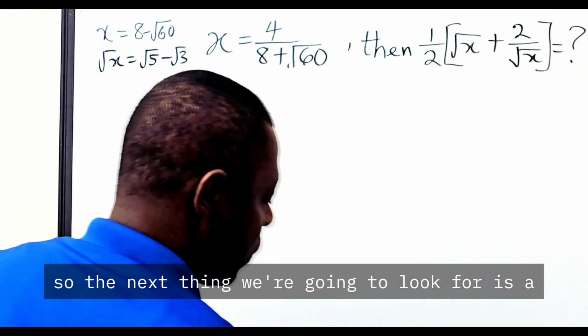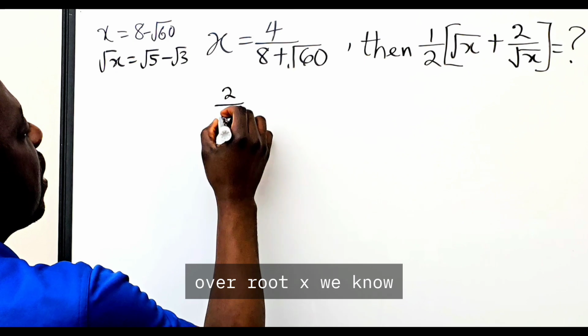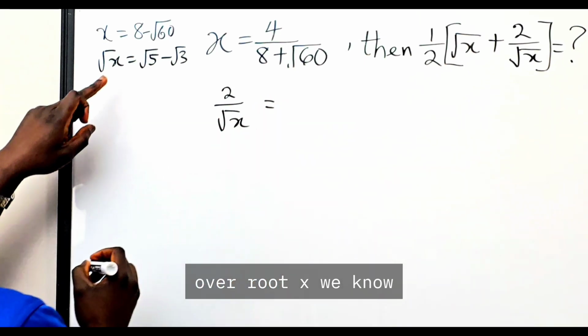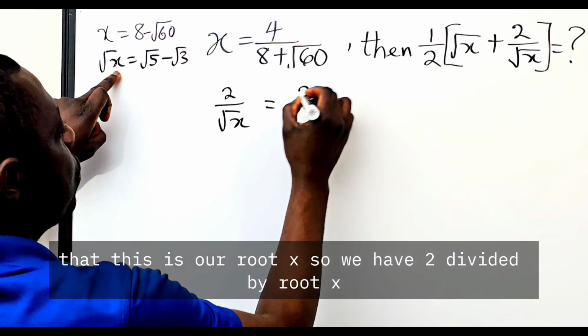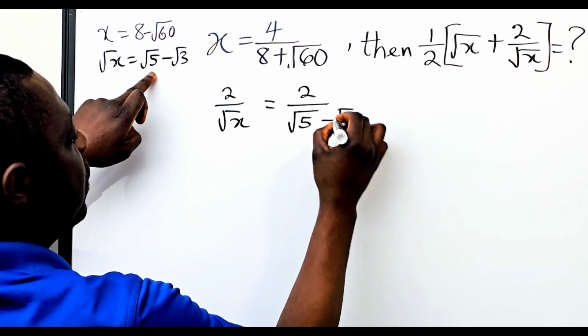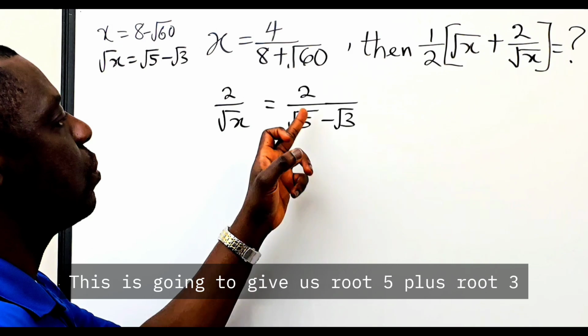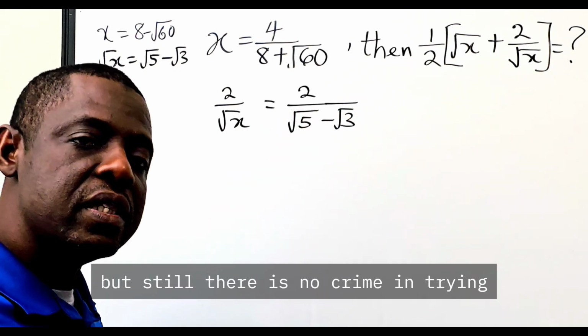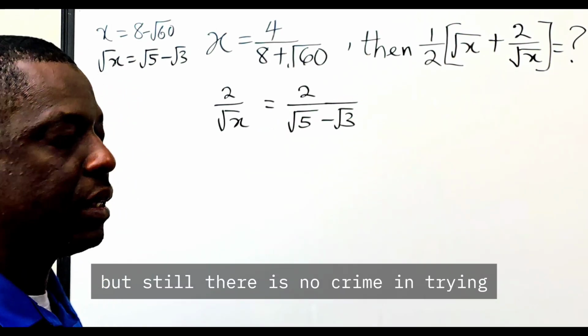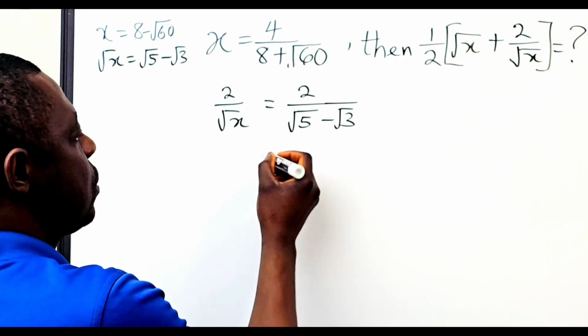So the next thing we're going to look for is 2 over root x. We know that this is our root x, so we have 2 divided by root x, which is 5 minus root 3. Solving this is going to give us root 5 plus root 3. But still, there is no crime in trying. Let's see what this will give. So if you rationalize, this is what we're going to have.